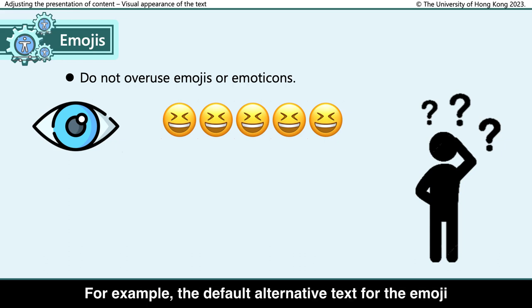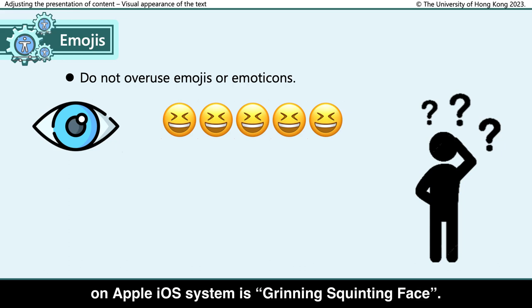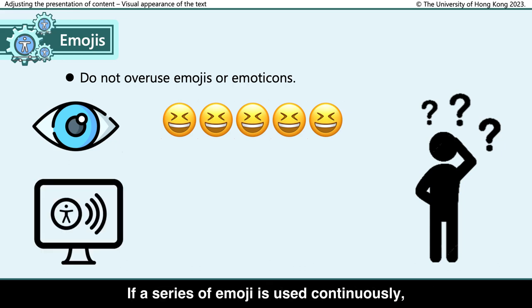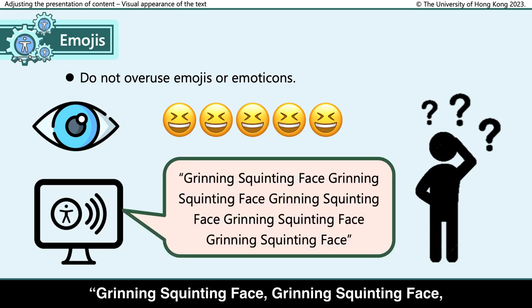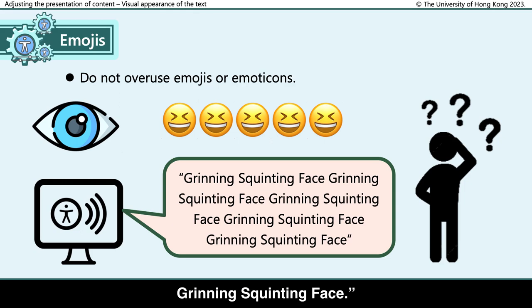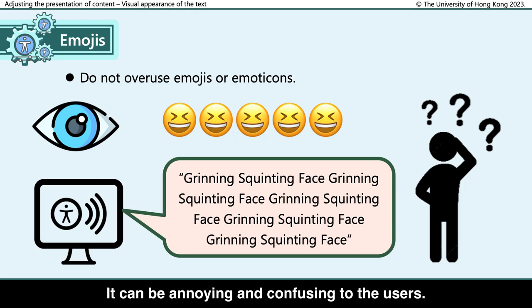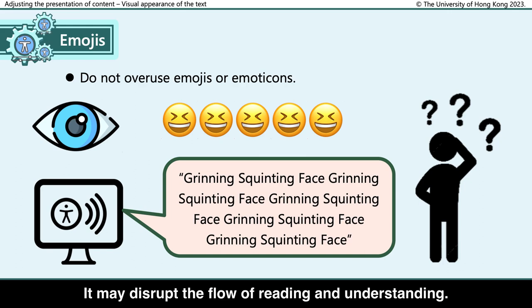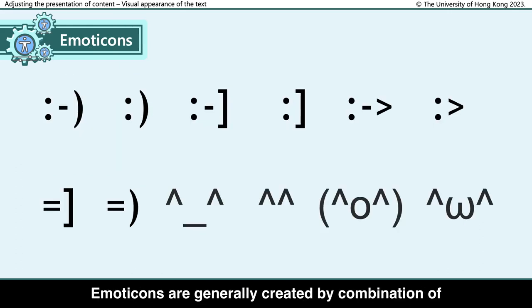For example, the default alternative text for the emoji on Apple iOS system is grinning squinting face. If a series of emojis is used continuously, text-to-speech software might read aloud grinning squinting face, grinning squinting face, and so on. It can be annoying and confusing to the users. It may disrupt the flow of reading and understanding.